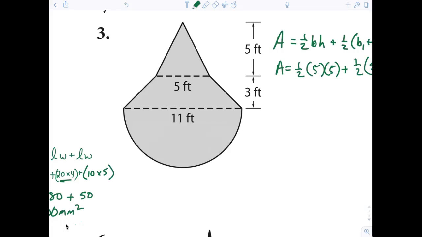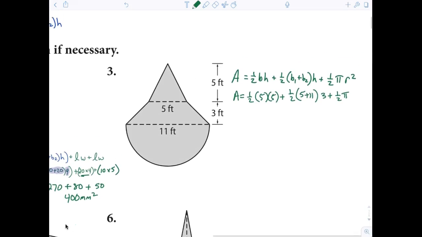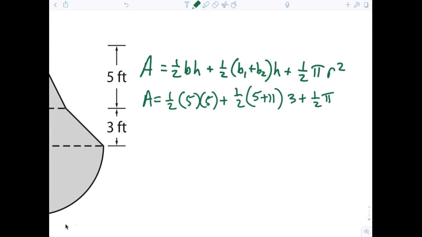Half of what? Half of what? Look up and find the diameter of the circle. There you go. 5.5. See, that's not that hard. Good job. All right. So pi times 5.5 squared.